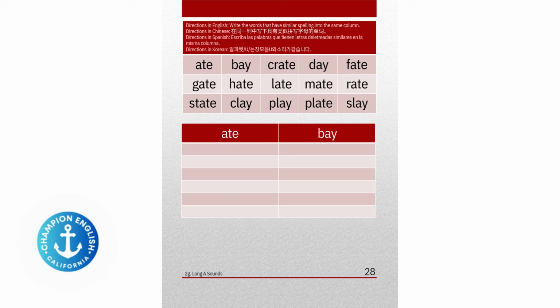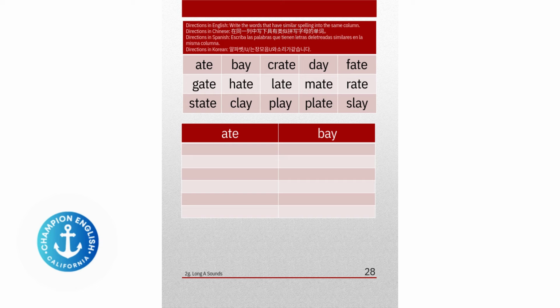30, 25, 24, 23, 22, 21, 20, 19, 18, 17, 16, 15, 14, 13, 12, 11, 10, 9, 8, 7, 6, 5, 4, 3, 2, and 1.